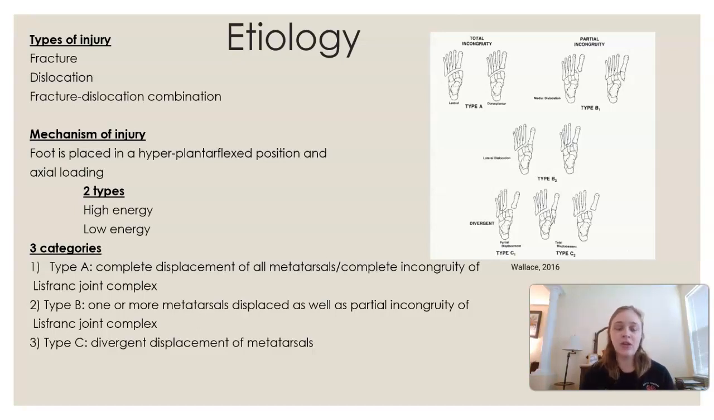And then diving deeper into that, we can break them up into categories. So we have a general overview of three categories: type A, type B, type C. And then type B and type C can be broken up into two other categories. I have this image here that illustrates the types I'm talking about. So type A is that total incongruity of all of the metatarsals. And then type B is that partial incongruity of one or more metatarsals. And then type C is what they call that partial displacement, the divergent displacement.